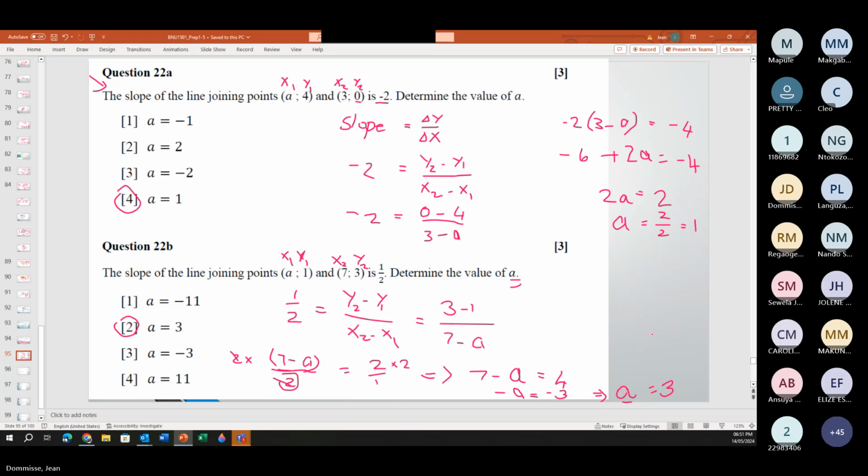I think this was in one of your assignments, maybe even in the mock exam, where you needed to work out the a. So this question 22 is quite important to look at again, because I know it was in one of your assignments.